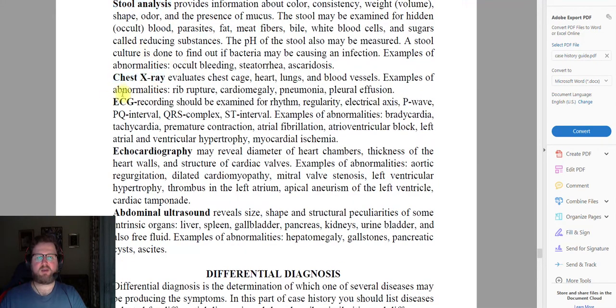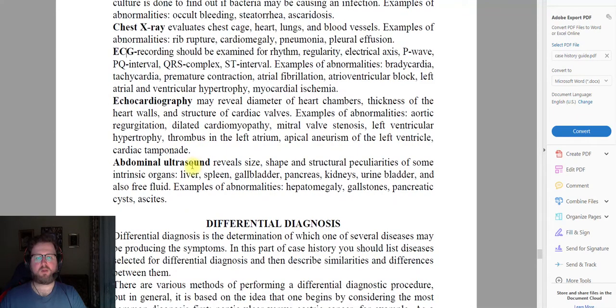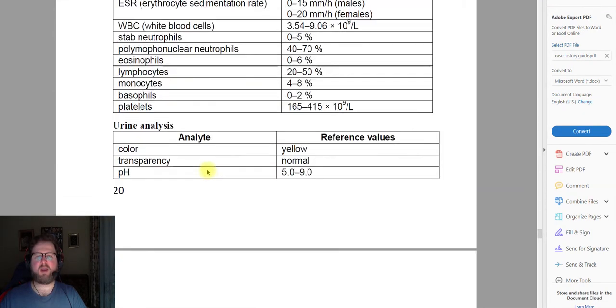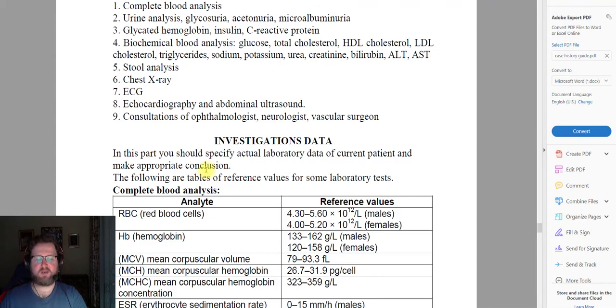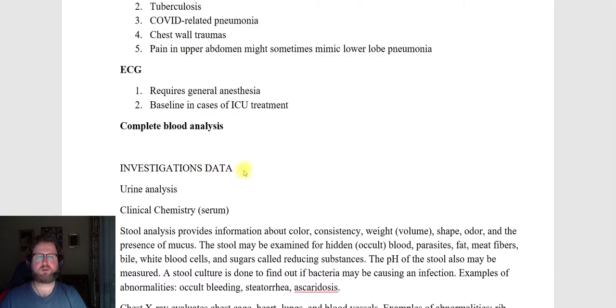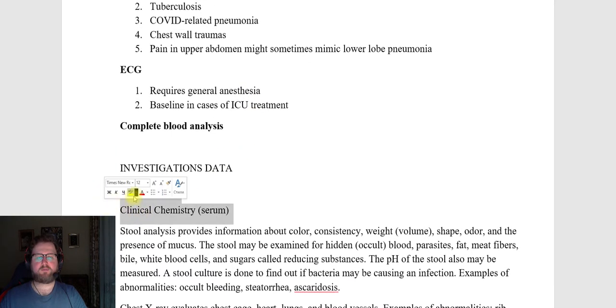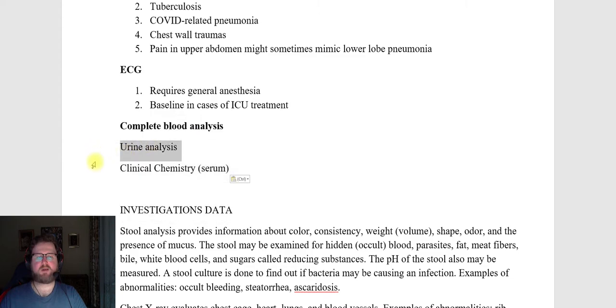So chest X-ray, ECG, we've discussed that. Abdominal ultrasound, yes, we've discussed that. So this might be the end of investigation criteria section. Once again, let us summarize.